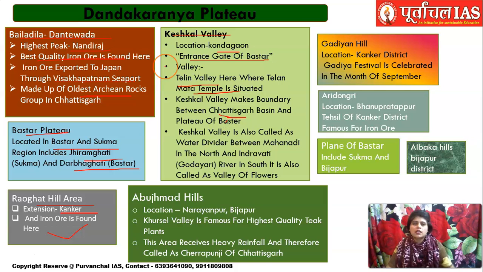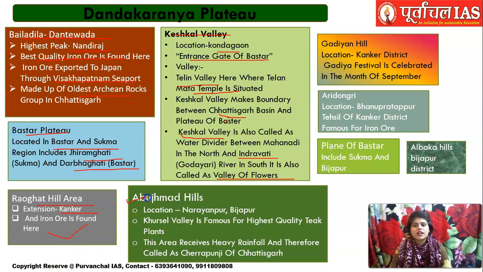Like I told you, the upper part is the Chhattisgarh Basin and then you have the plateau of Bastar. So Keshkal Valley actually makes a water divider between the two. The Keshkal Valley is also a water divider between Mahanadi and Indravati. Mahanadi in the north and Indravati in the south, and the Godavari river in the south. This is also known as the Valley of Flowers.